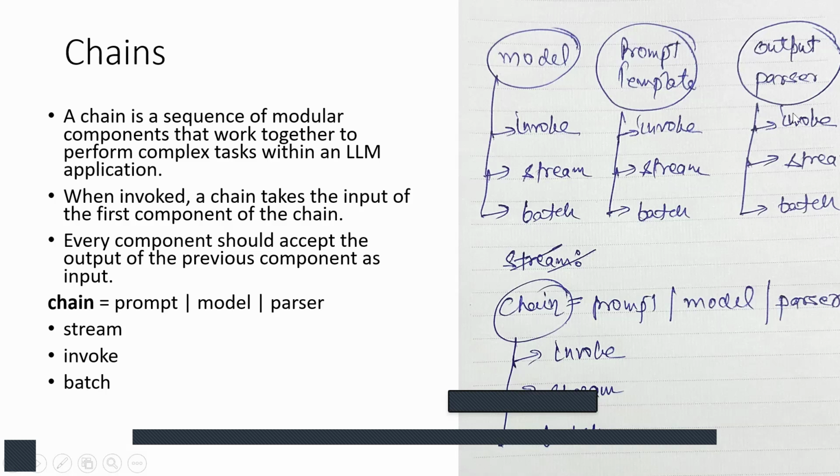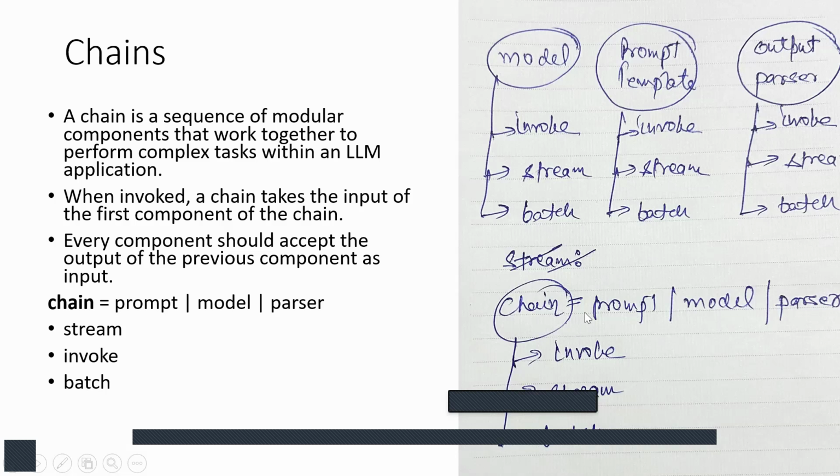So these are the different components. Okay, we have seen the prompt template also. And now our task is to build our application, or create chains where these components talk to each other. For example, I can create one chain like prompt, pipe, model, pipe, parser.